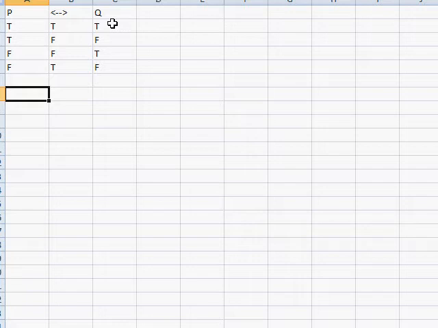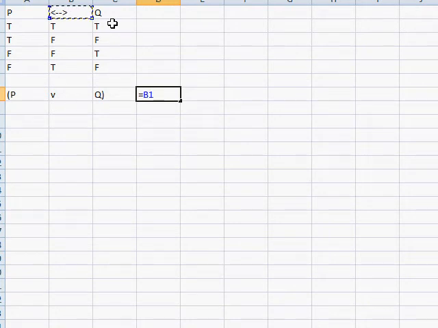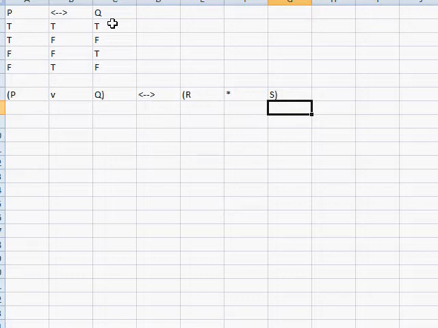So let's do P or Q. Let's write this down. P and then or Q, and then if and only if, so we're going to draw our little arrow. I'm going to hit my equal sign right here and just go up to my previous biconditional. I'm going to hit enter. So P or Q, if and only if, and then let's type R and S. Alright, so now we have this.